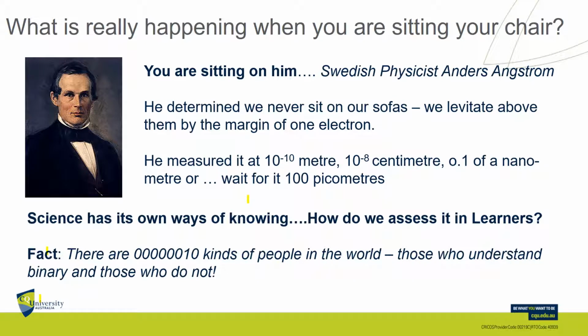So what I'm trying to say here is science has its own way of knowing. And if it does that, it's good for us to remind ourselves, and put ourselves in a situation where we ask ourselves what's happening when we sit in our sofa. Science has a totally different way of interpreting that. And so when we approach our learners, we've got to understand that they are going to also have a totally unique way of interpreting what science is and what science does. And that little fact at the bottom there: there are 10 kinds of people in the world, those who understand binary and those who do not, and that is a fact. So science has its own way of knowing, and how we assess it in learners is something that we have to open ourselves up to, the whole purpose of assessment task number 1.